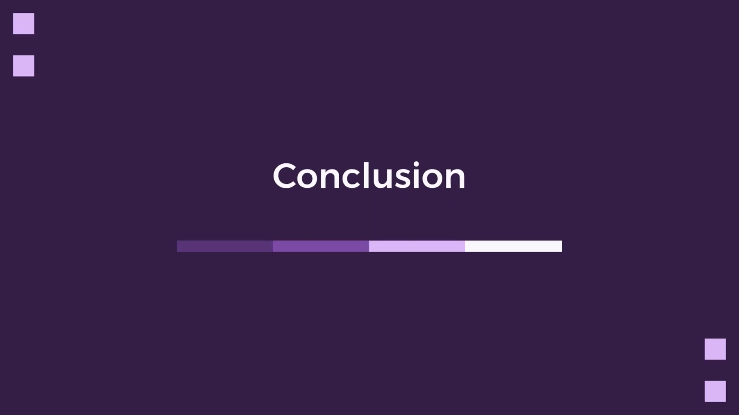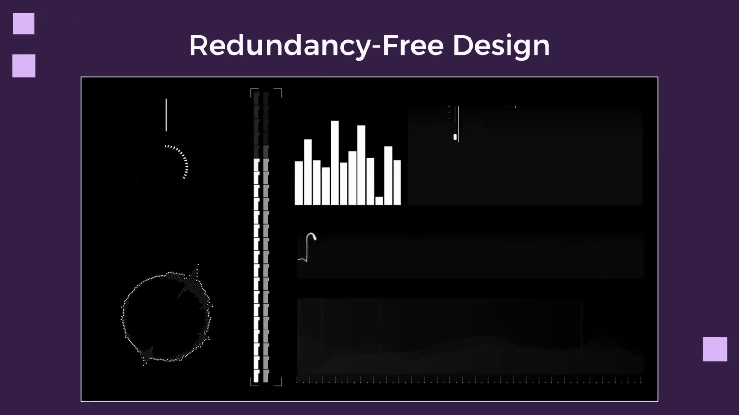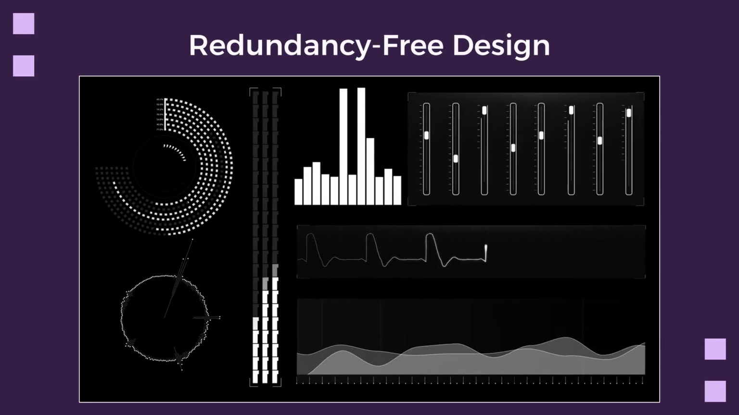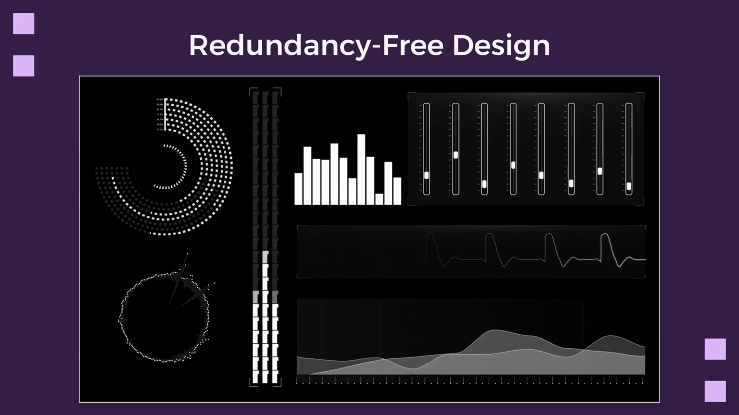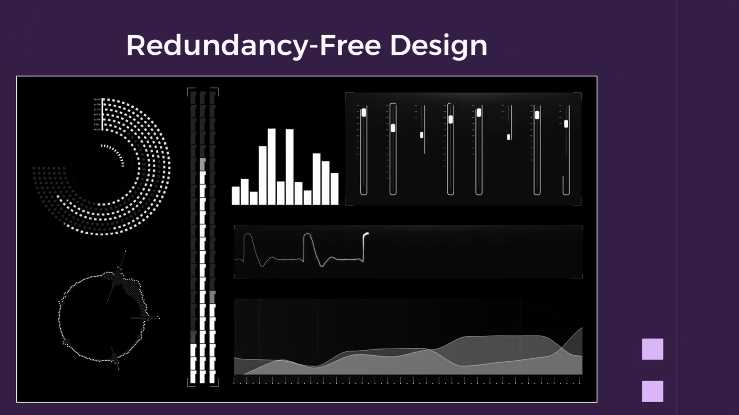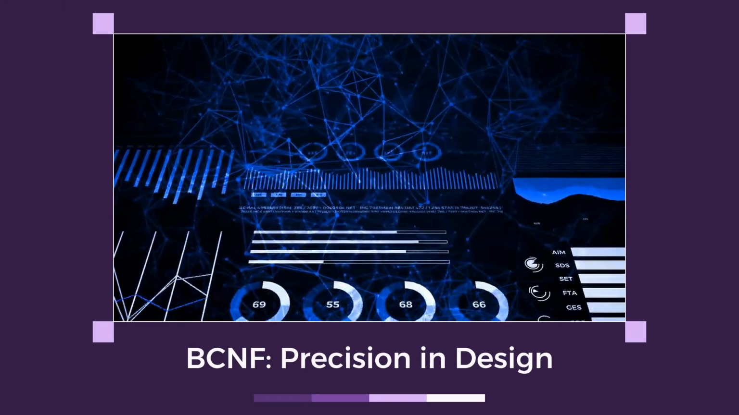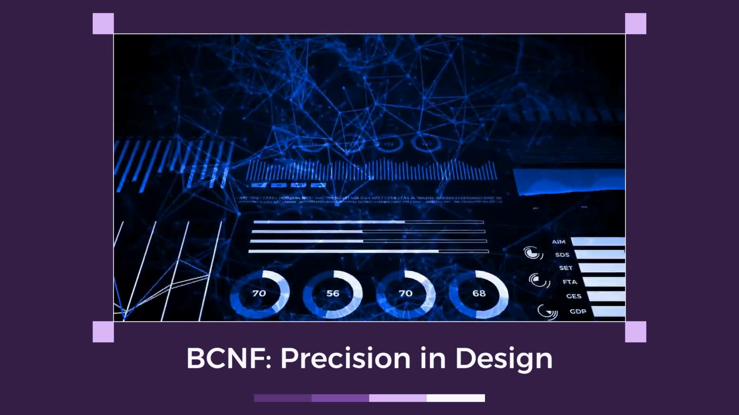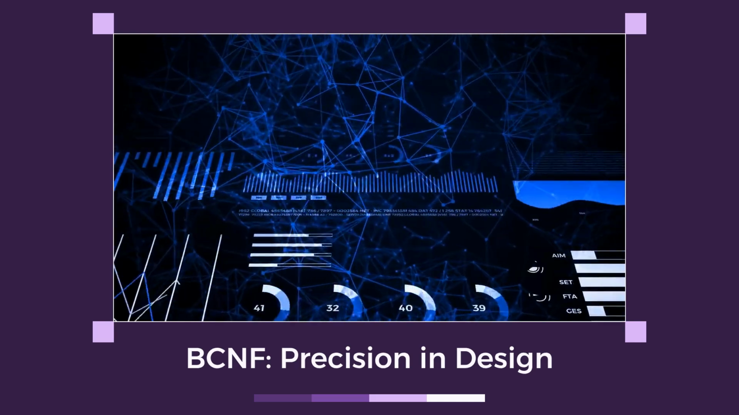To wrap up, remember the key role of trivial dependencies in normalization. Excluding trivial dependencies is how Boyce-Codd normal form guarantees efficient, redundancy-free database design. This precision in analyzing non-trivial relationships is what makes BCNF a powerful tool for structural integrity.